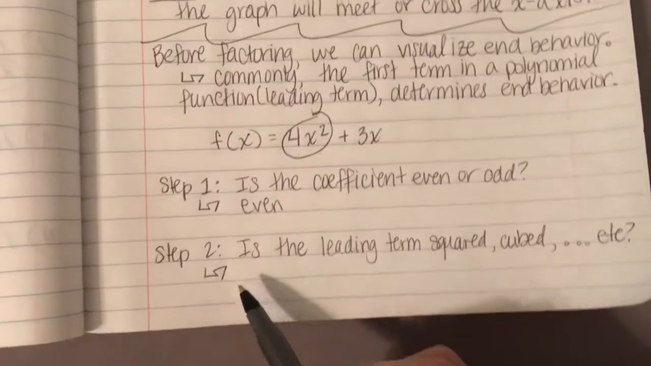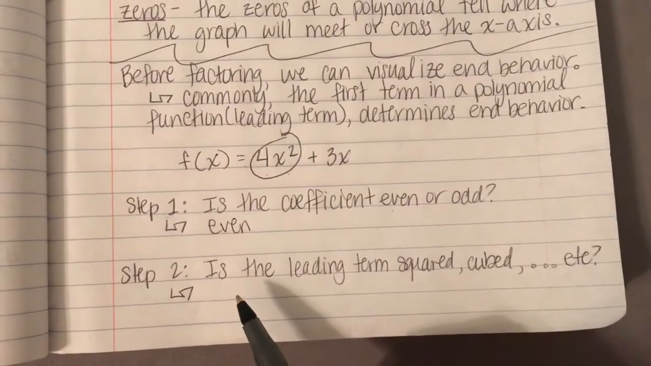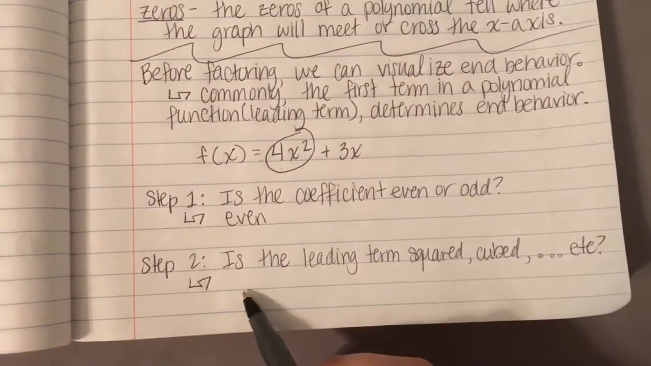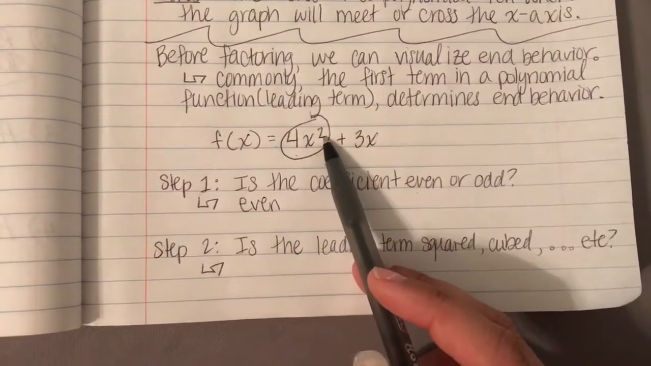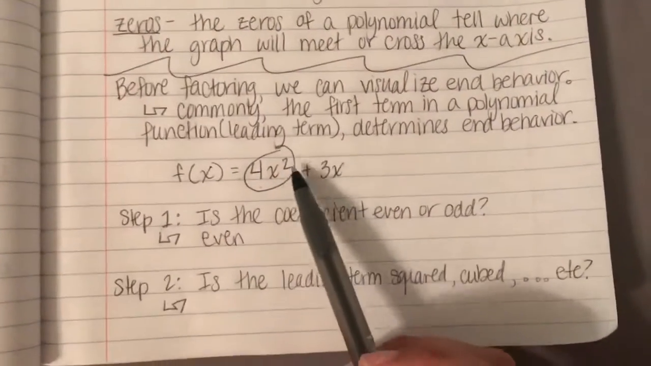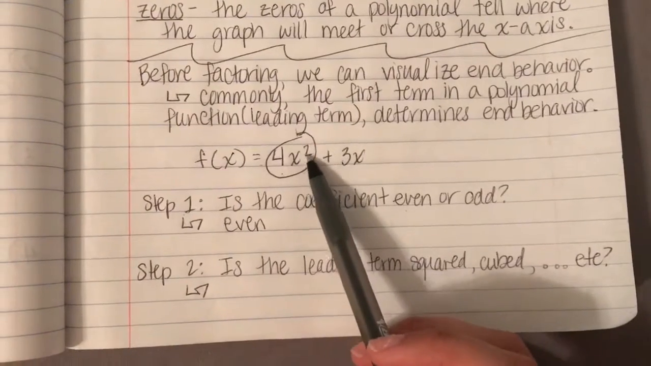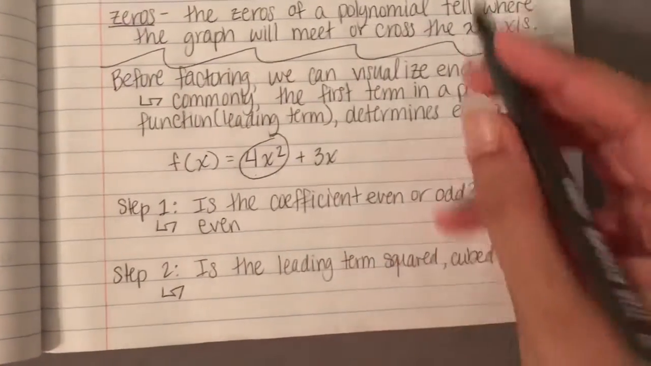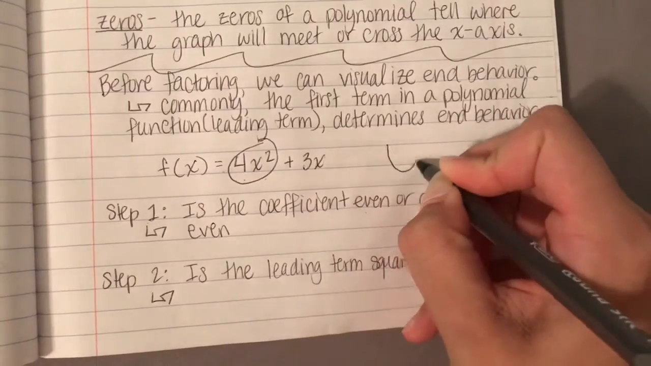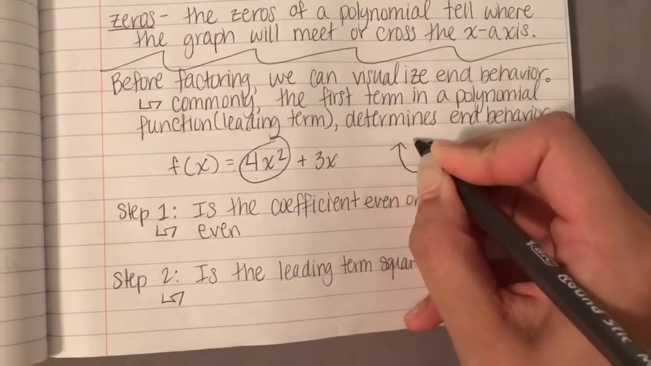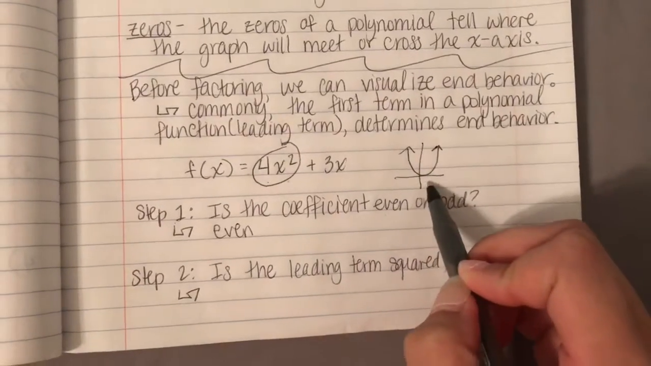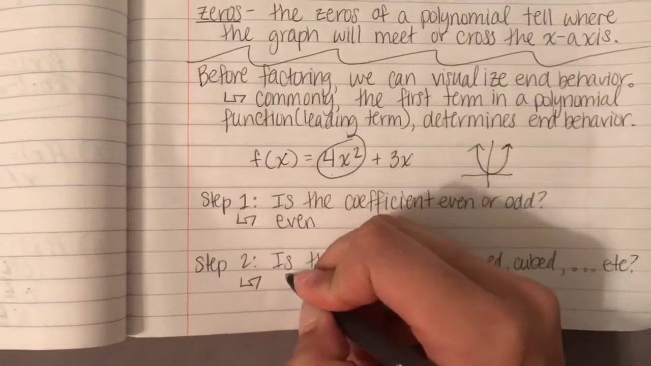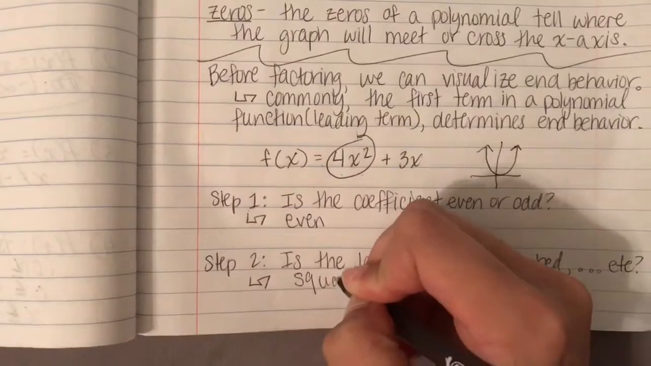And so step 2 is to see whether the leading term is squared, cubed, etc. If you know your graphs at all, you know that when we have a quadratic function, the leading term is going to be squared. And so we can visualize that the graph is going to be a parabola and look like this. So already I can get an idea of what the graph is going to look like. So we know that it is squared.